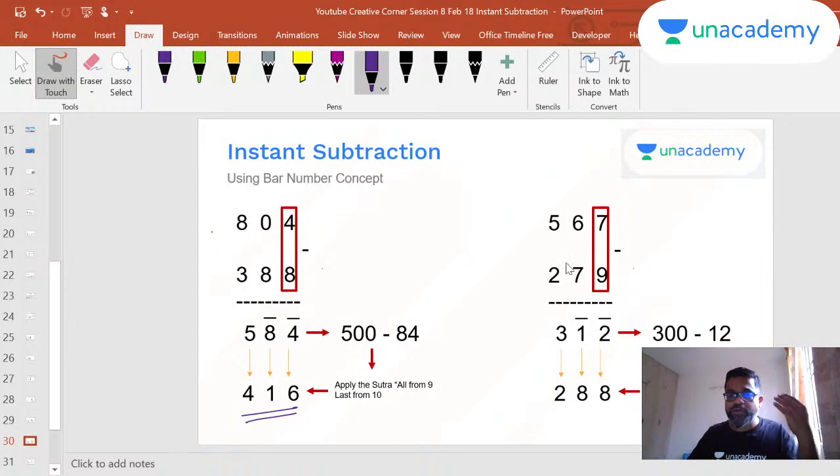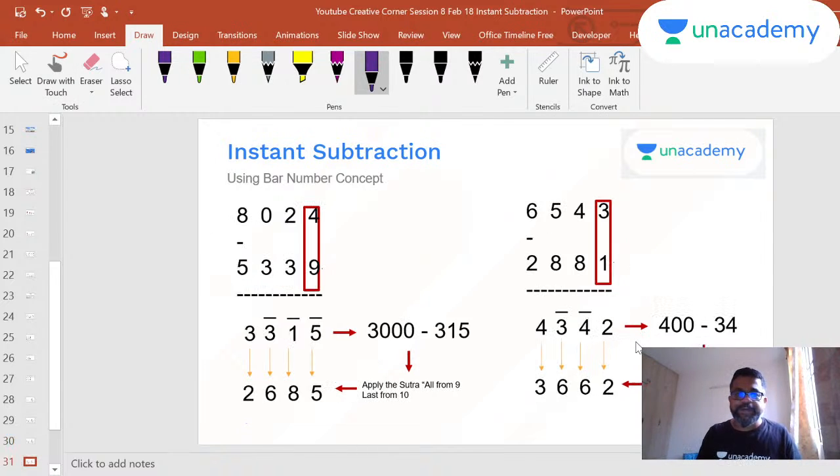I'm just giving you more examples so your concept becomes refined here. 9 minus 7 becomes a 2, 7 minus 6, 1, right? Bar 1, 5 minus 2, 3, 3 bar 1, bar 2. I simply convert it using the sutra. 3 minus 1 less than 3 is 2, 9 minus 1 is 8, 10 minus 2 is 8, right?